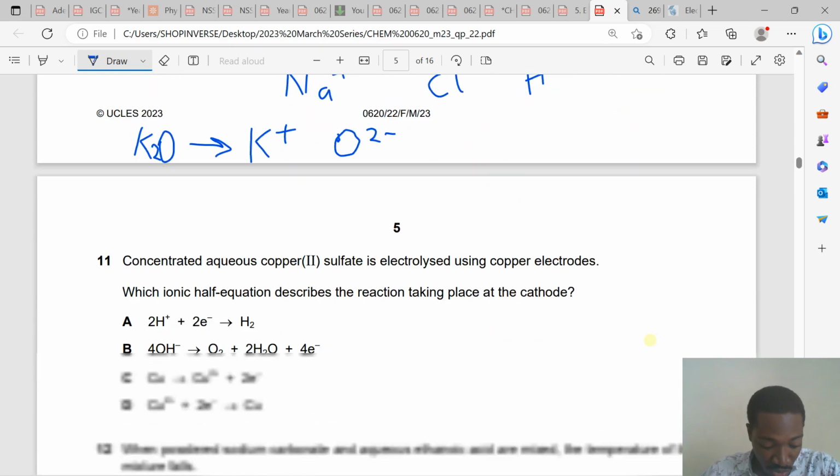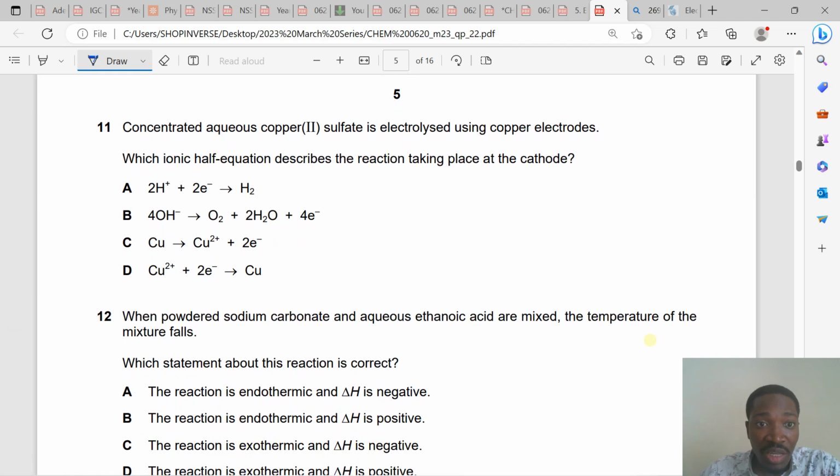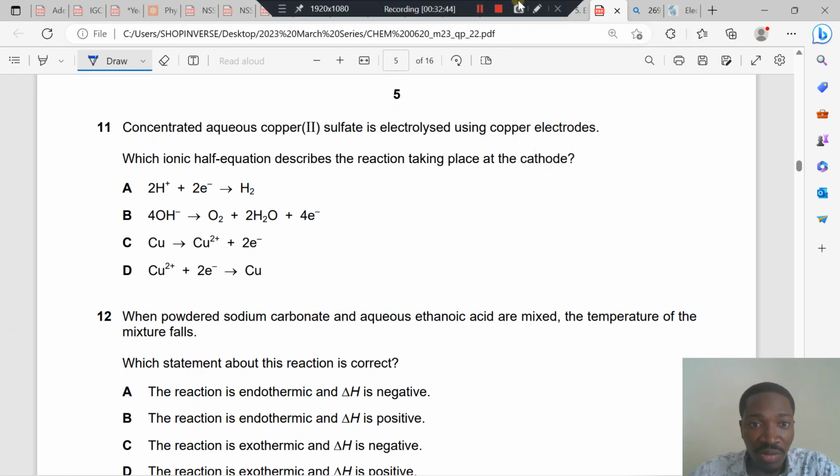Yeah, let's go to question 11. Concentrated aqueous copper(II) sulfate is electrolyzed using copper electrodes. Which ionic half equation describes the reaction taking place at the cathode?